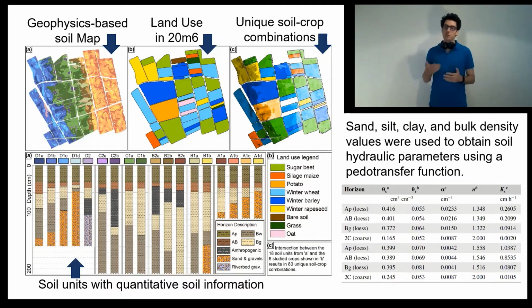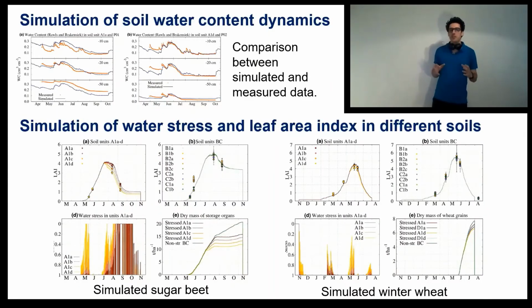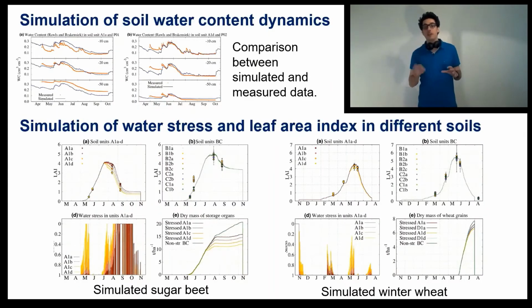Then, using these parameters, 80 simulations of the one-dimensional agro-sea model were prepared, each simulation representing a unique combination of soil and crop type. With these simulations, we investigated the soil-water content dynamics and their effect on simulated crop growth.